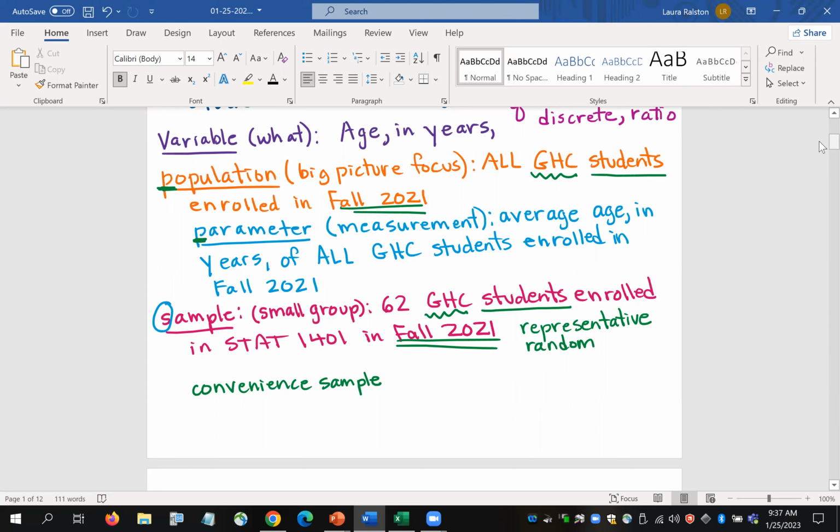It is representative because I used students at GHC in fall 2021, which are the three primary characteristics of the population that should carry over into the sample. It's random. Even though we used a convenient sample, it's random because any student at the college in fall 2021 could have enrolled in Stat 1401.